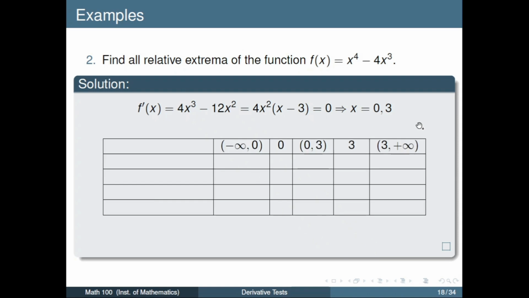And we make the table of signs. We divided it with 0 and 3. First row will be f of x, functional values of our critical numbers. So, that's 0 at x equals 0. And f of 3 is negative 27. So, check nyo na lang yung mga functional values. No? That's just simply substitution.